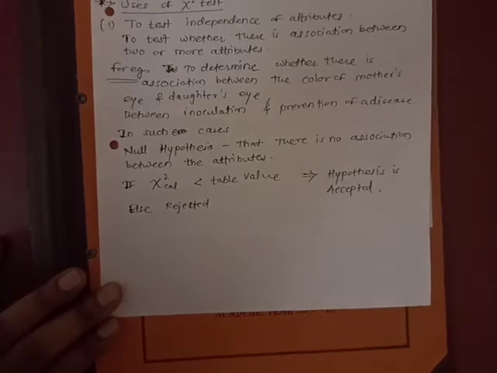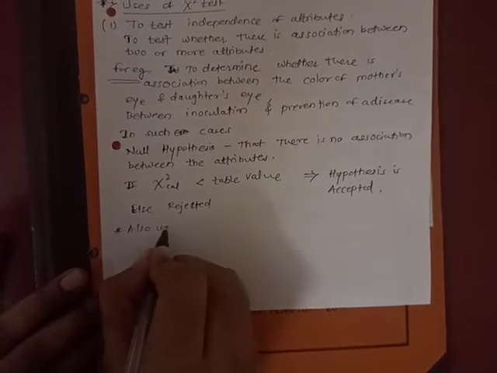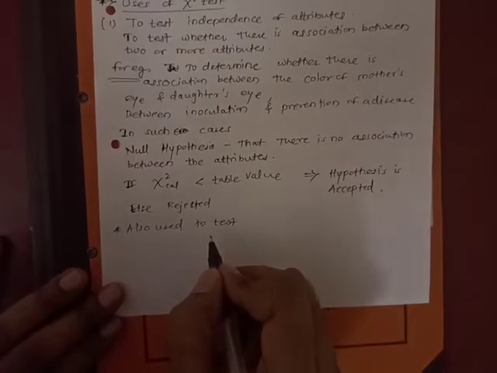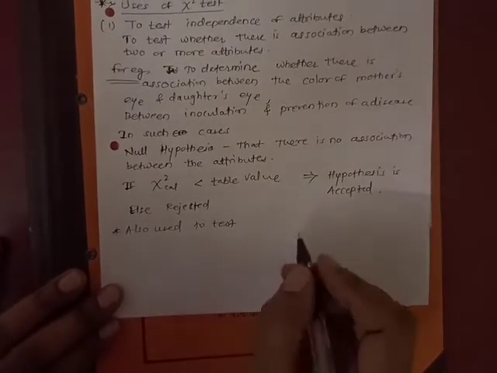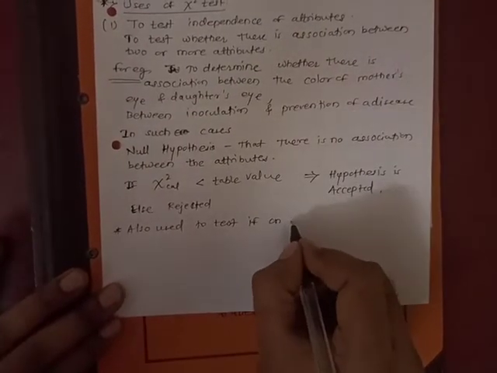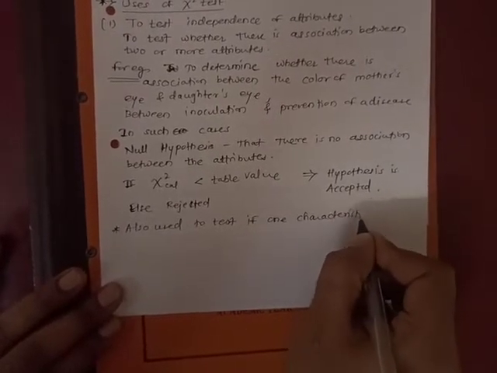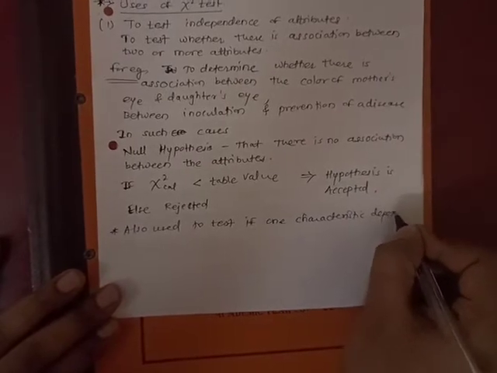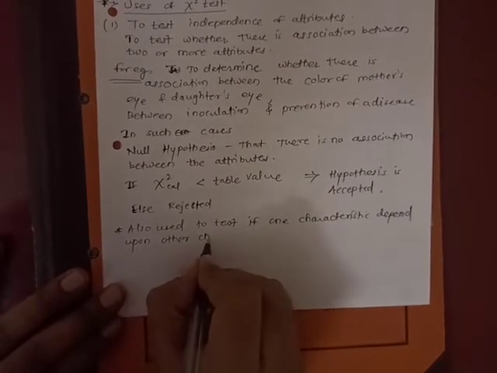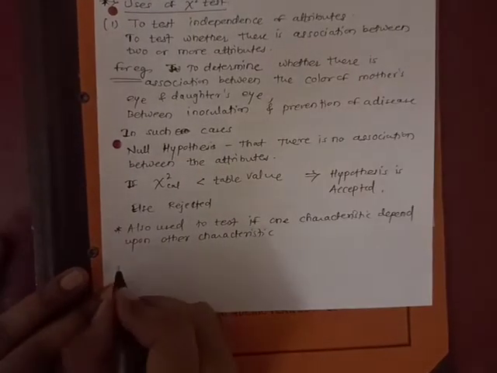In the same way, chi-square test is also used to test if a characteristic is dependent upon another characteristic. If one characteristic depends upon another characteristic, right?